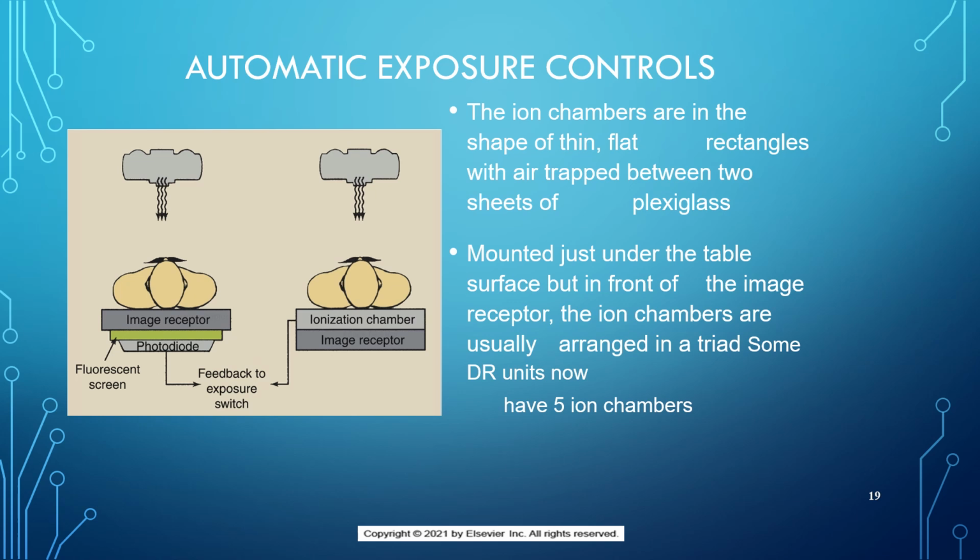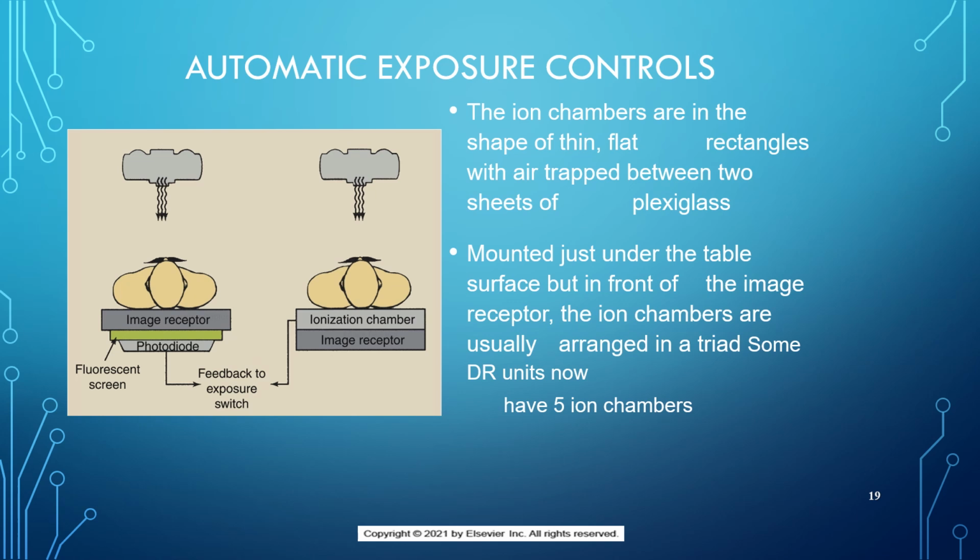Okay. So the ion chambers are thin, flat rectangles. There's a little bit of air trapped in between. It is sheets of plexiglass. You don't mount them the same as, over on the left-hand side, that's the phototimer. That's how we used to do it. But that's problematic because you have to use way too much kV to make sure some of the photons pass all the way through the patient and all the way through the image receptor. And so that's the fundamental flaw.